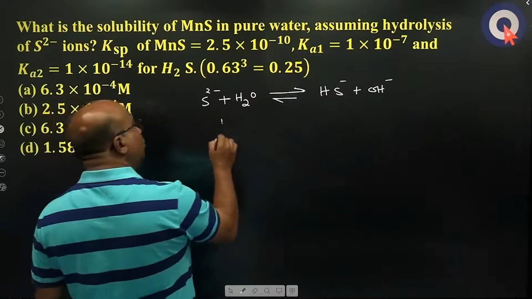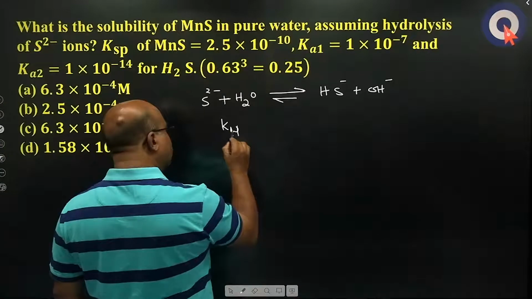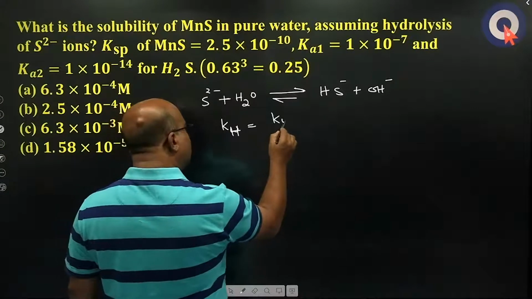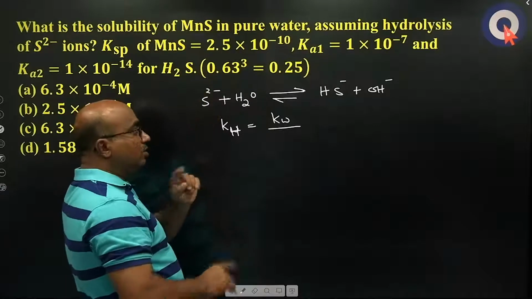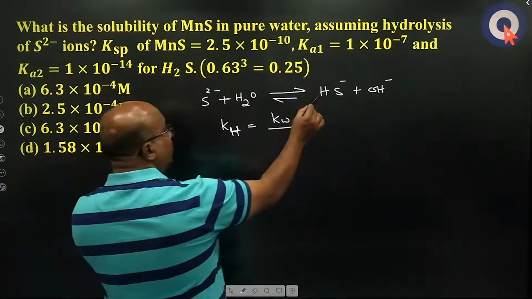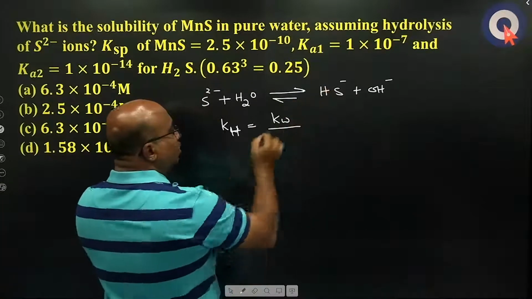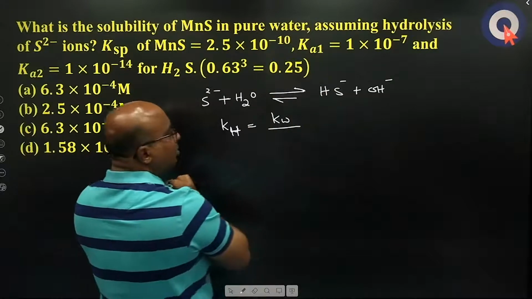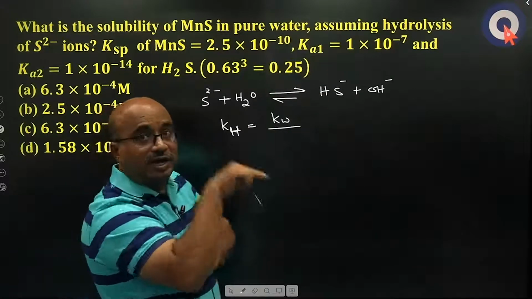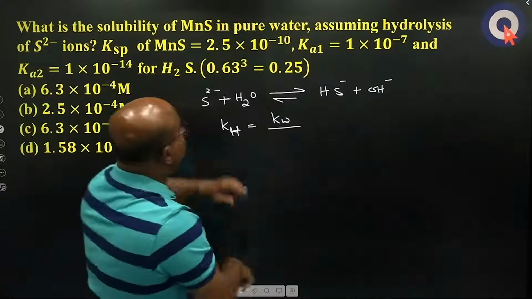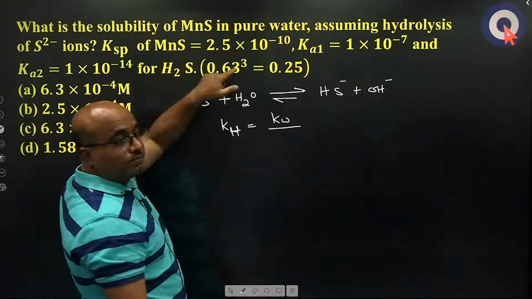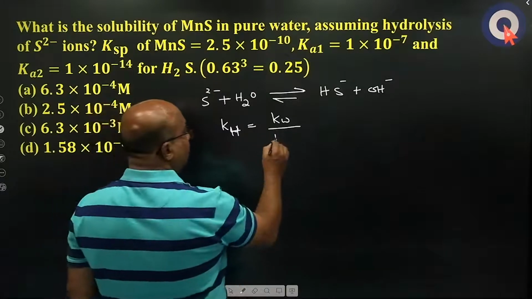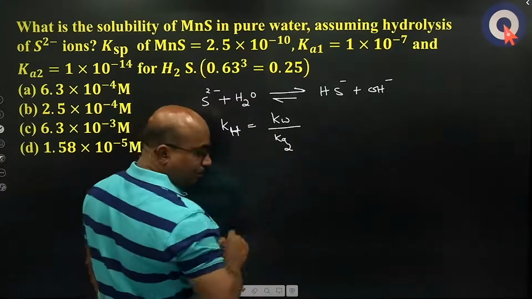What is Kh for this? Kh is Kw by Ka, where you are getting the sulfide ion is important, because of the ionization of HS minus. What is this HS minus ionization? It's nothing but the second ionization of H2S, because he gave Ka1 and Ka2 of the H2S here. So it should be nothing but Ka2 of H2S.